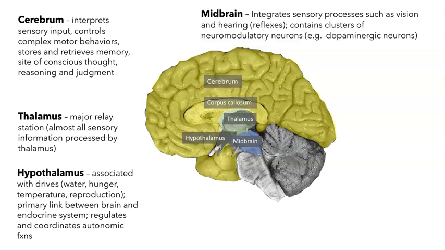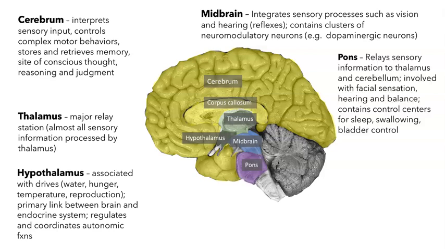The midbrain is a relatively small structure, but it has a number of important functions. Most notably, it's going to integrate sensory processes such as vision and hearing. There are some important eye reflexes and auditory reflexes that involve the midbrain. The midbrain also contains several clusters of neuromodulatory neurons. For example, there's a well-known cluster called the substantia nigra, which contains dopamine-producing neurons that's present in the midbrain.